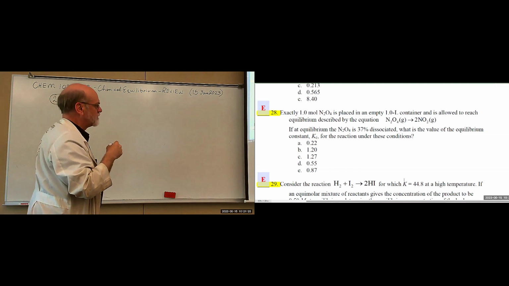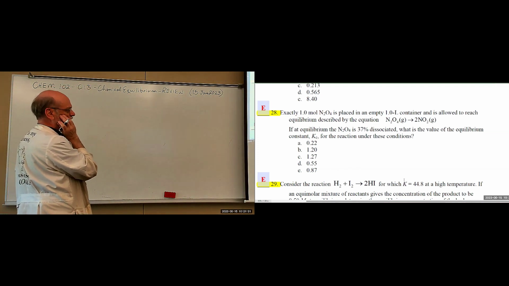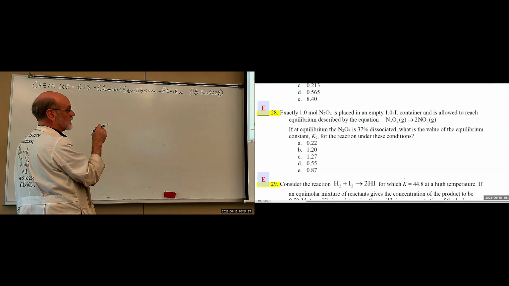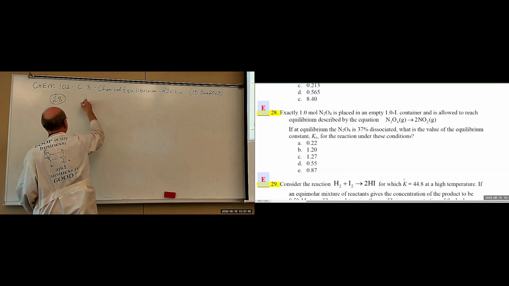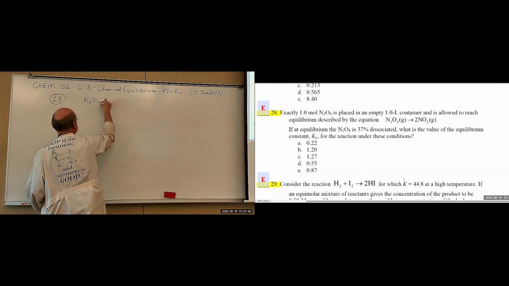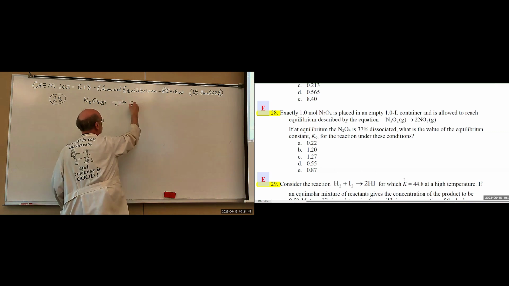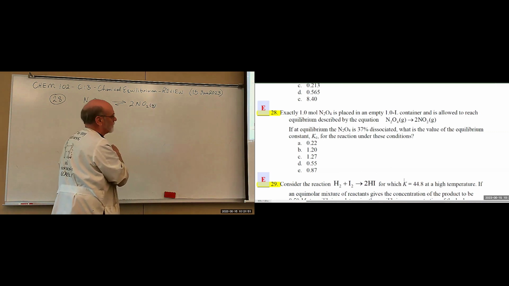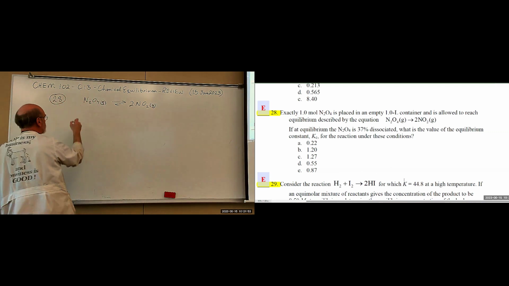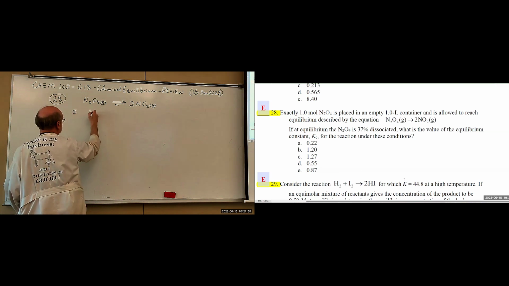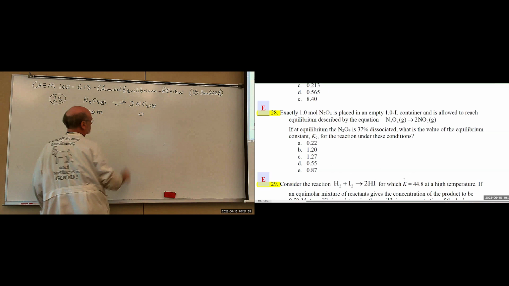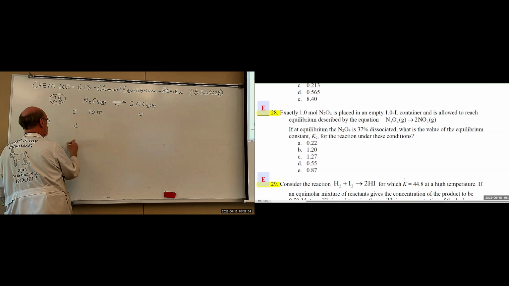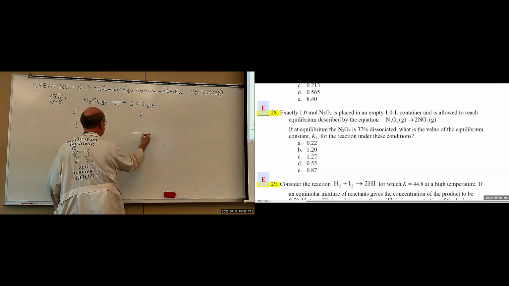Exactly 1 mole of dinitrogen tetroxide is placed in an empty 1 liter container and is allowed to reach equilibrium by this equation. So N2O4 gas in equilibrium with 2 NO2 gas. And we've got 1 mole in 1 liter. So initially we have 1 molar and we have none of that. Okay, so we're going to have a change, and at equilibrium, we're going to do this and this.